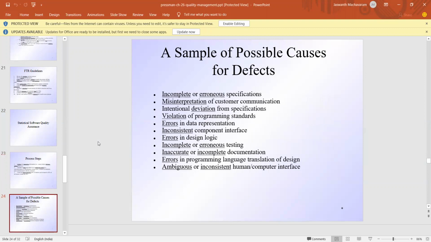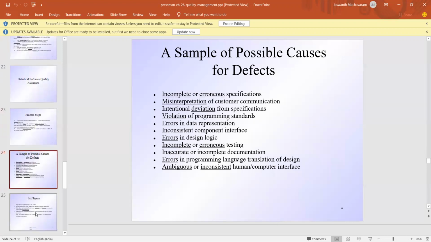A sample of the possible causes for defects are incomplete or erroneous specifications, misinterpretation of customer communication, intentional deviation from specifications, violation of programming standards, errors in data representation, inconsistent component interface, errors in design logic, incomplete or erroneous testing, inaccurate or incomplete documentation, errors in programming language translation of design, and ambiguous or inconsistent human or computer interface.